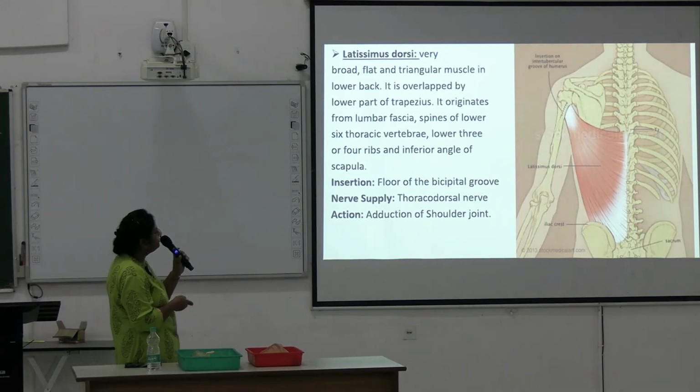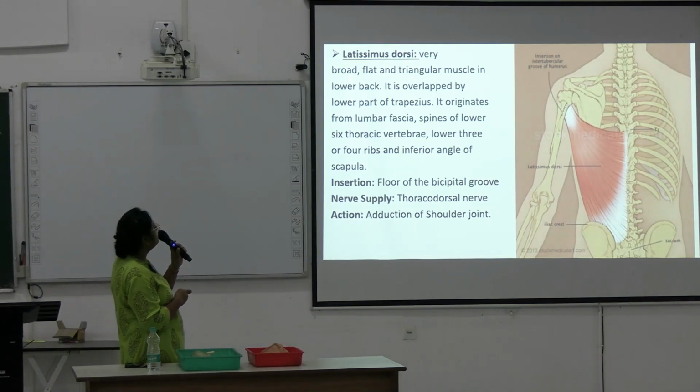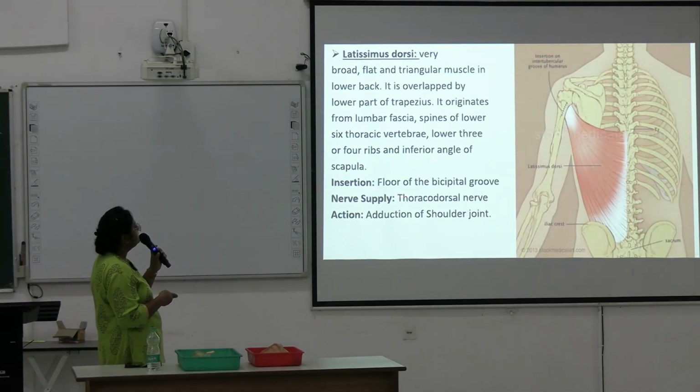Here is the location of the latissimus dorsi. Okay, we have learned at the inferior angle there is origin of the latissimus dorsi. So it is a very broad, flat and triangular muscle in the lower back, overlapped by the lower part of the trapezius, originates from the lumbar fossa, spines of lower 6 thoracic vertebra. Here is the thoracic vertebra, lower 3 or 4 ribs and inferior angle of the scapula. This is the origin. Insertion into the floor of the bicipital groove.